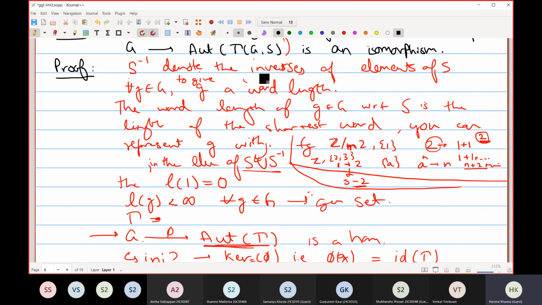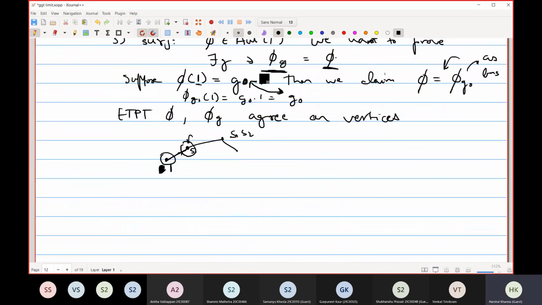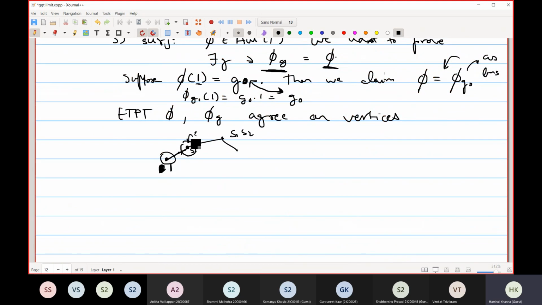Right, here it is. So a word length is essentially this only, right? So this is one far away from the identity element. This is two edges away from the identity element. But we want to make this notion precise in an algebraic way. So what is a word length?